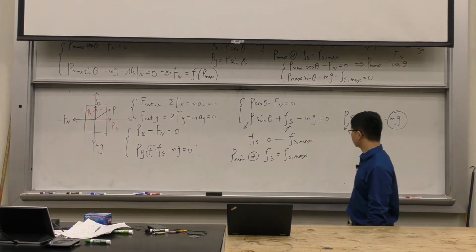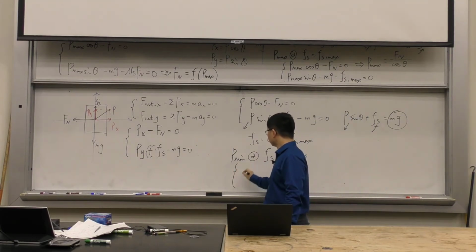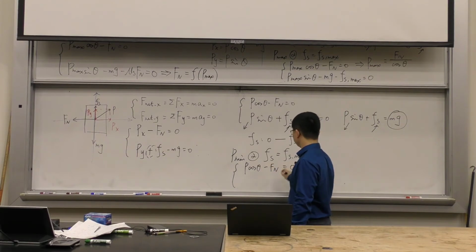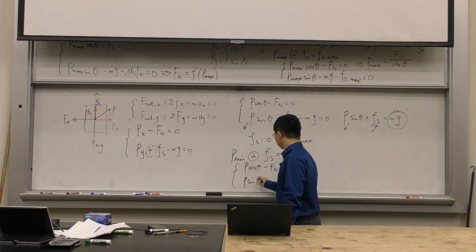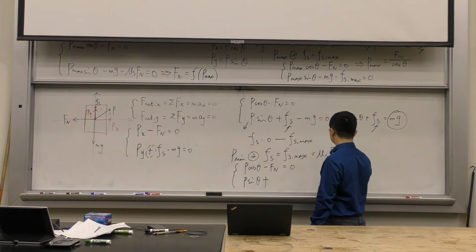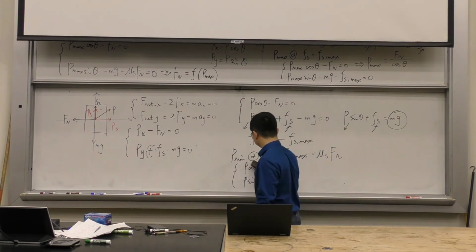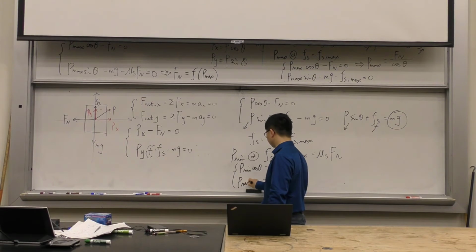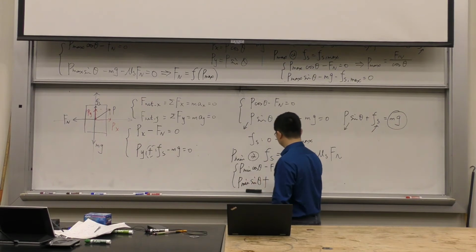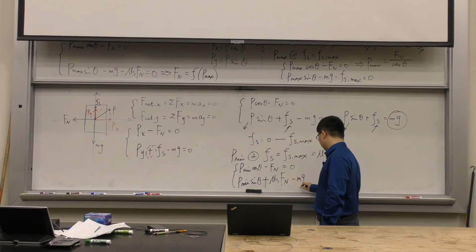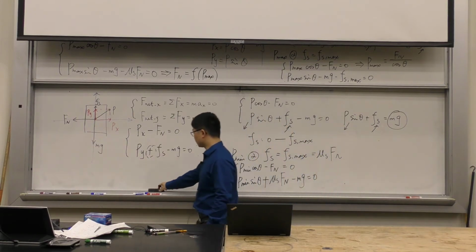So you will still get, if you plug that in, P cosine theta equals normal force, 0, and P sine theta plus the static friction force is going to be equal to mu s times Fn. So I can plug it in. So this should be P min. Right? Mu s Fn minus mg equals 0. Okay? So that's going to be these two equations.